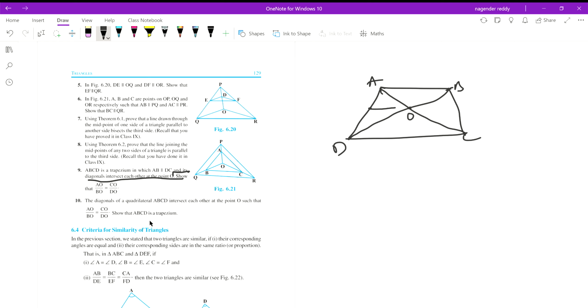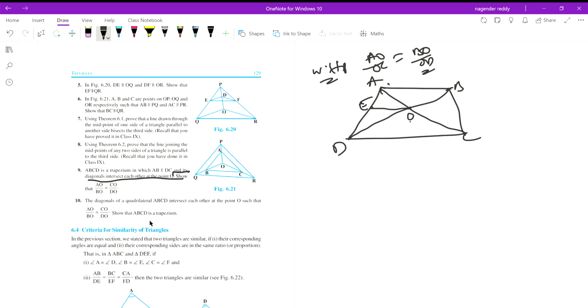Draw a line parallel to this one, construction. Any one line is enough. Take OE. Now we have to prove that AO by OC is equal to BO by OD. That we have to prove. Okay, then we'll go for it.